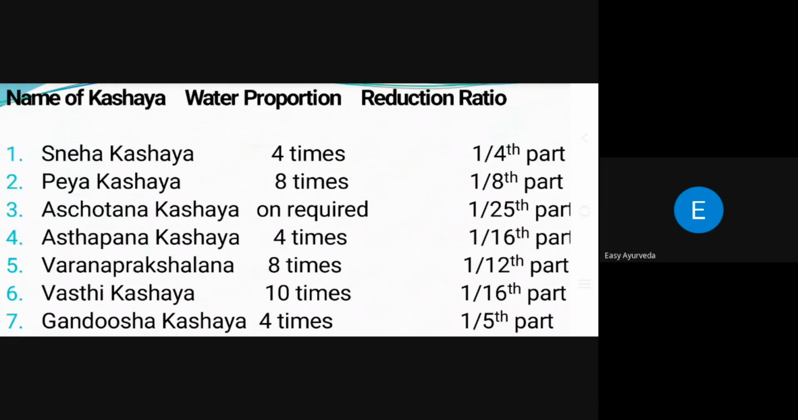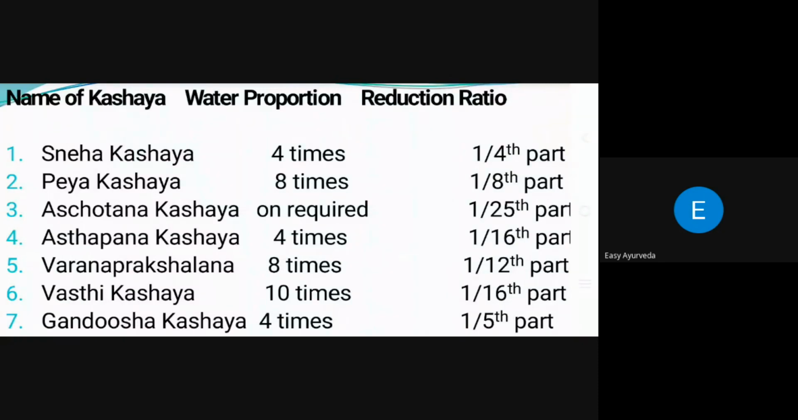Next, come to the Peya Kashayas. Peya is used in Samsarjana Karma. In that context, if you are preparing such Peyas, which are food administration and come under Pathya Kalpana, it says the water portion should be 8 times and it should be reduced to 1/8 part of that.